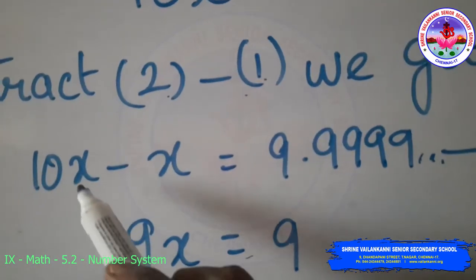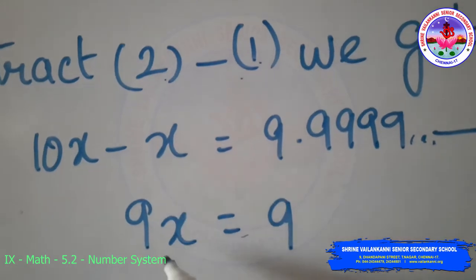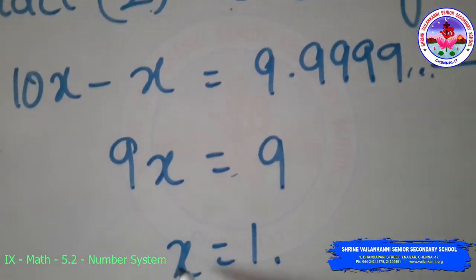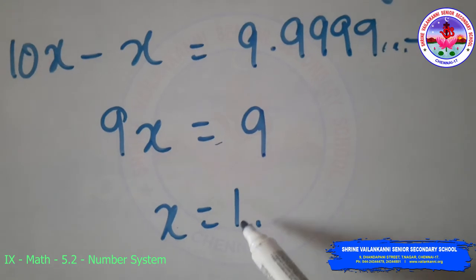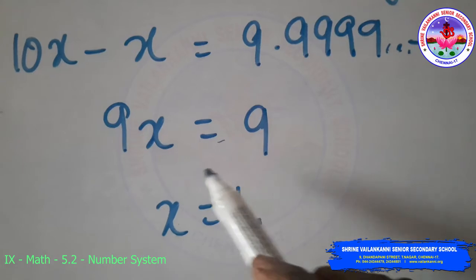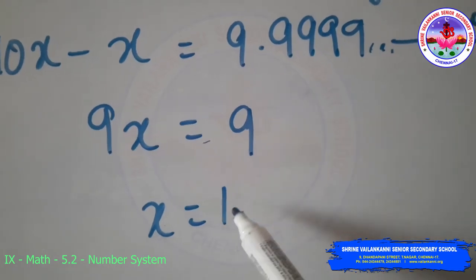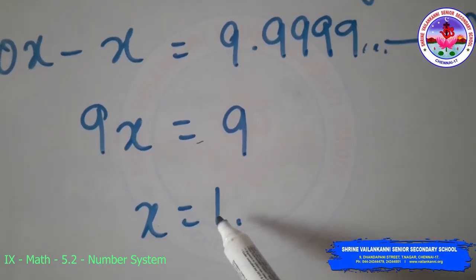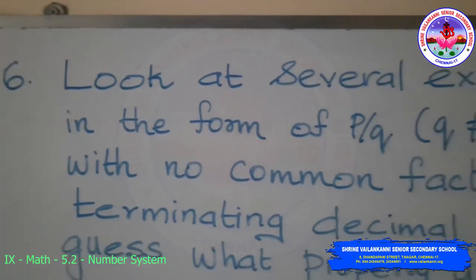On my left hand side, 10x minus x, I will get 9x. So I got x is equal to 1. So I expressed the decimal expansion in terms of p by q, which is nothing but 1 by 1, which is equal to 1. Sixth problem.